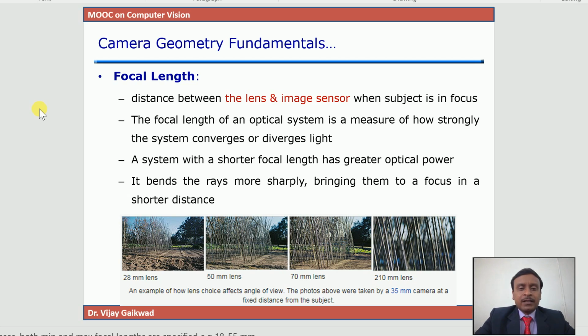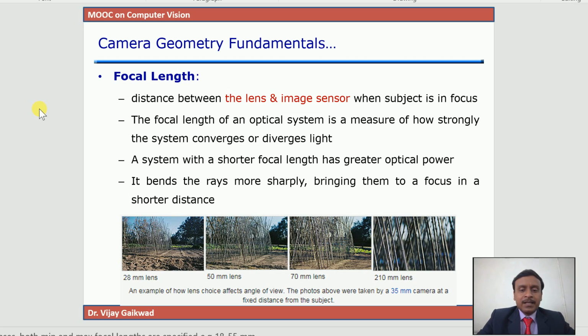So focal length of an optical system is a measure of how strongly the system converges or diverges light. There is some distance between the lens and the image sensor. A system with a short focal length has a greater optical power, and vice versa. It bends the rays more sharply, bringing them to a focus in a shorter distance.